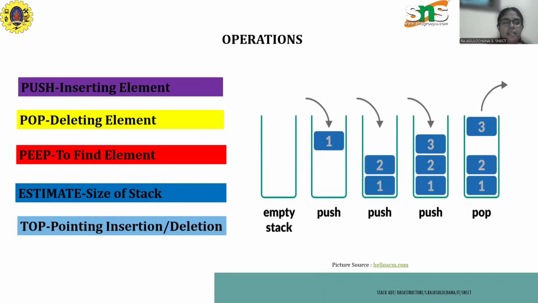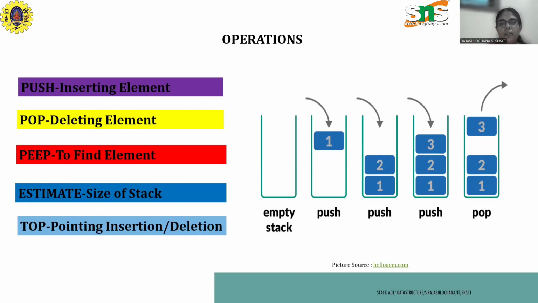So, insertion operation in stack, or inserting an element into a stack, is called a push operation, and deleting an element from the stack is called pop. To find an element, we perform a peek operation. The estimate is used to estimate the size of the stack. Top will point to the insertion or deletion. If you want to perform insertion or deletion, pointing to the topmost element is done with the variable top.